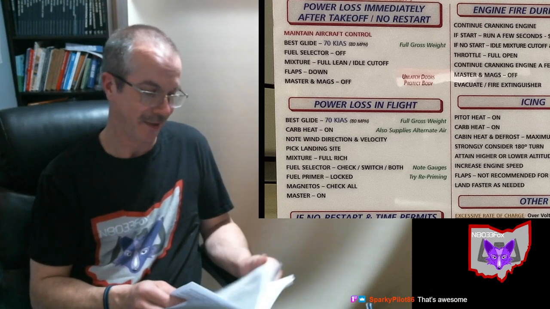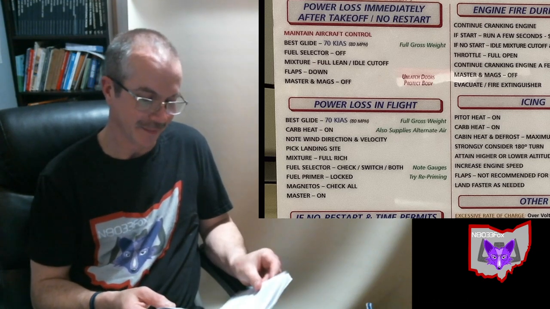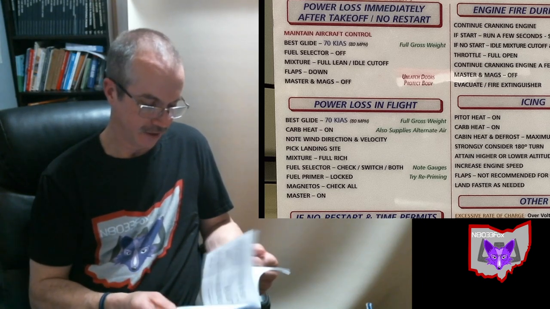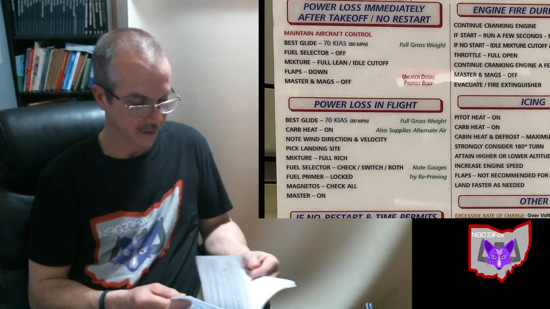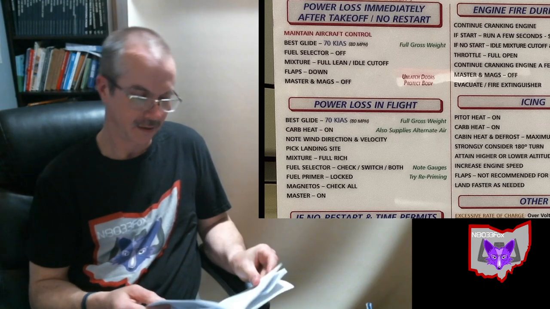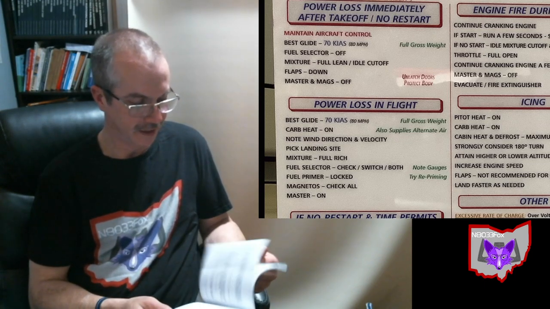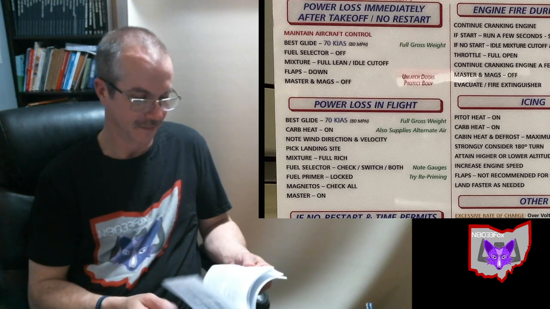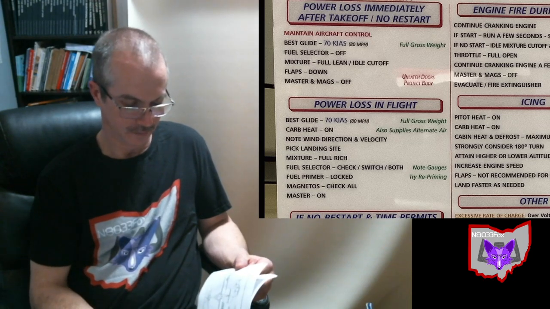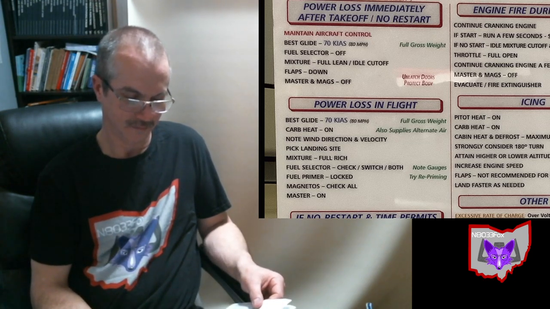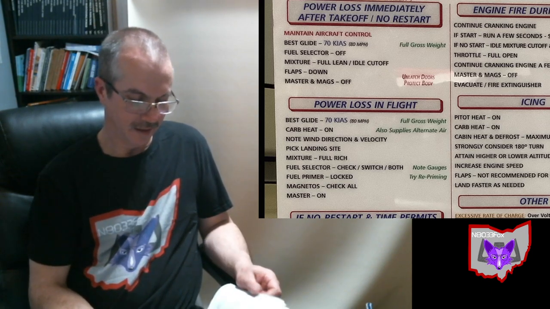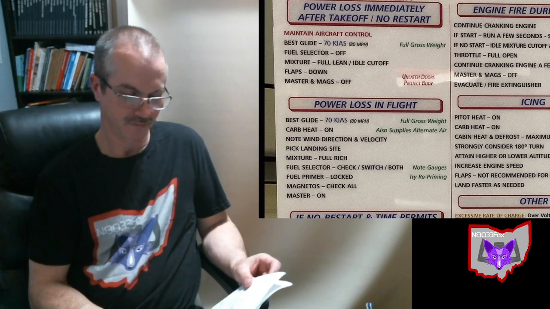I wouldn't be surprised if this was published back in the day before they had emergency procedures. Okay, airspeed limitations, maneuvers, power recovery techniques, short field, soft field landings, plane data, taxiing. Absolutely nothing in here about emergency procedures.